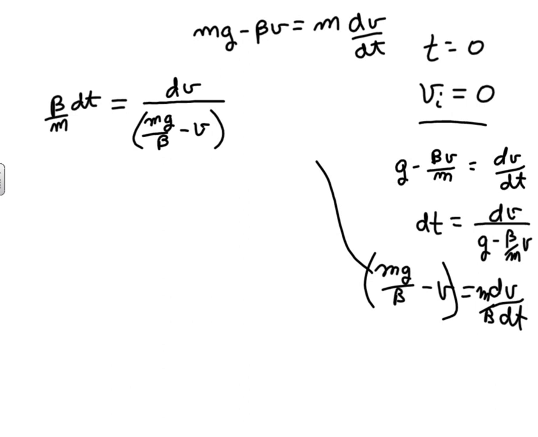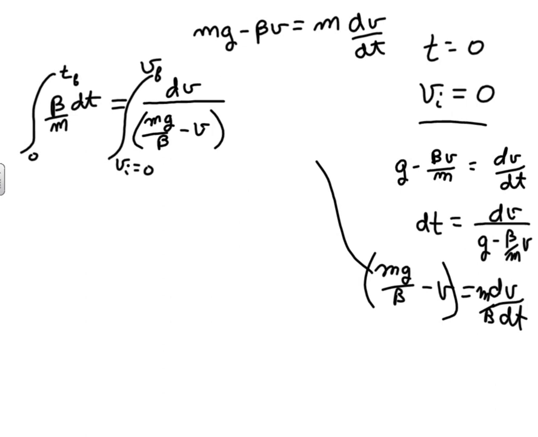So what if I integrated both sides? Can you guys help me with this integral? What if I integrated this from 0 to some final t? And what if I integrated this from the initial velocity. But what was the initial velocity? 0 to some final velocity. And that's what my goal is, to find that final velocity. That velocity as a function of time. Okay? All right. What do I do?